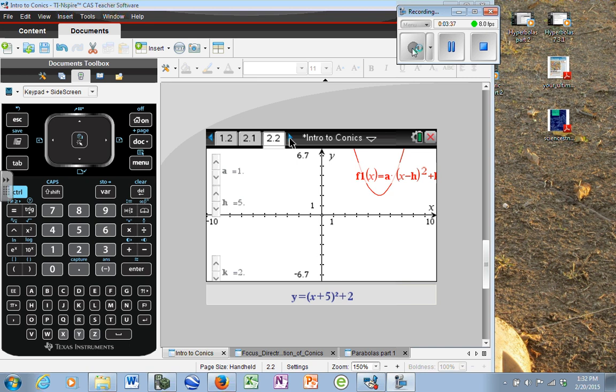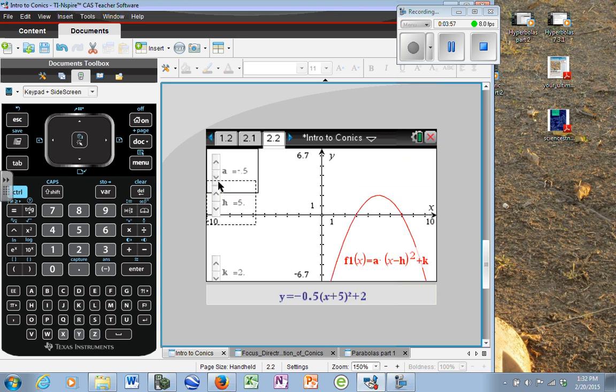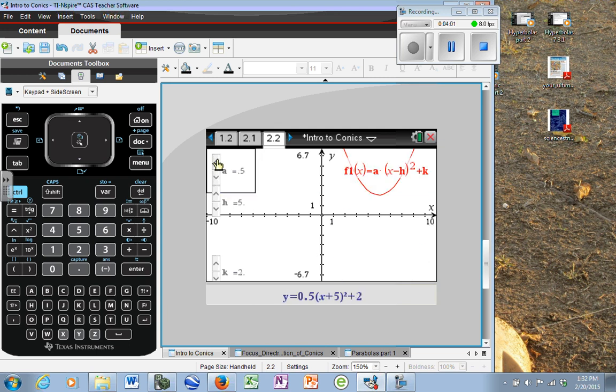I'm going to use my arrow buttons here, and I'm going to start with A. Here's the equation, and it tells me exactly what this is right now at all my settings down below. And I'm just going to change A in the equation, make it bigger, and I can go ahead and make it smaller. And all you need to do is describe as A gets bigger, what happens to the graph. As A gets smaller, what happens to the graph. Describe how the value of A affects the graph.